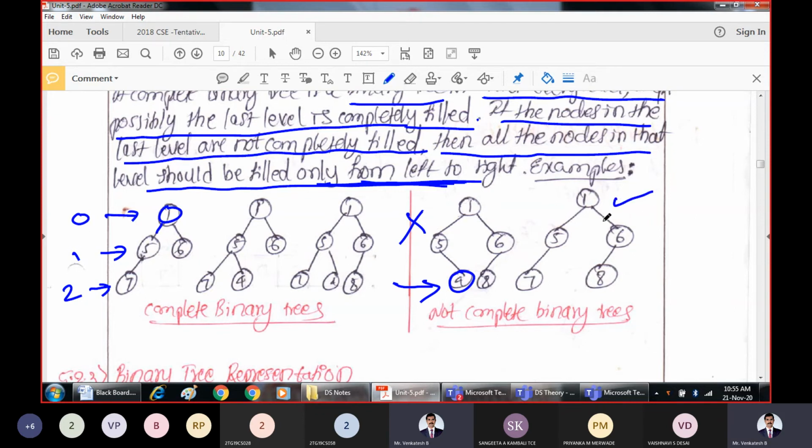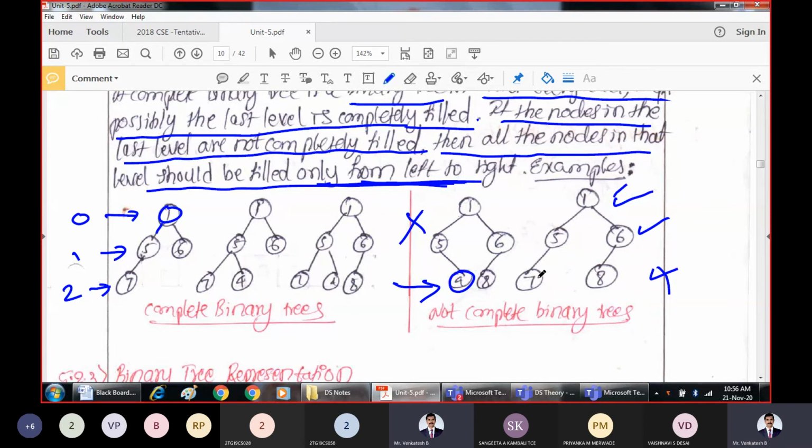Coming to this example, it is also a binary tree, but it is not a complete binary tree. Why? Because nodes are completely filled here, but here nodes are not filled. The condition is: if nodes are not filled at the last level, they must be filled from left to right. That means for 7, the left subtree is present, but for 5 the right subtree is not there. Then similarly for 6 we have a left subtree. It is not a complete binary tree.